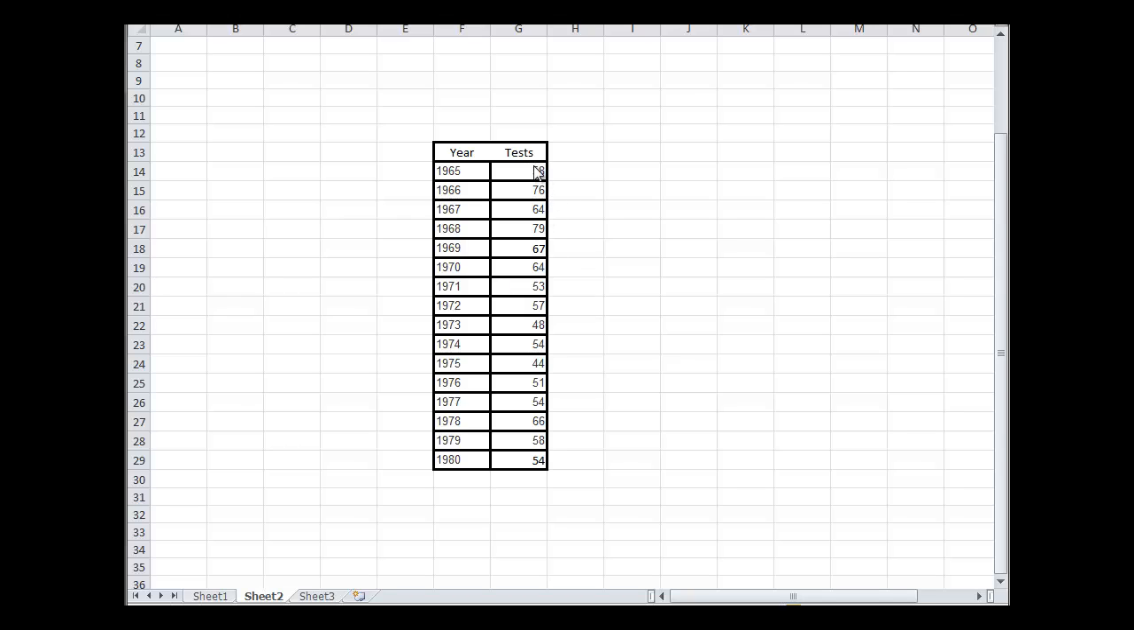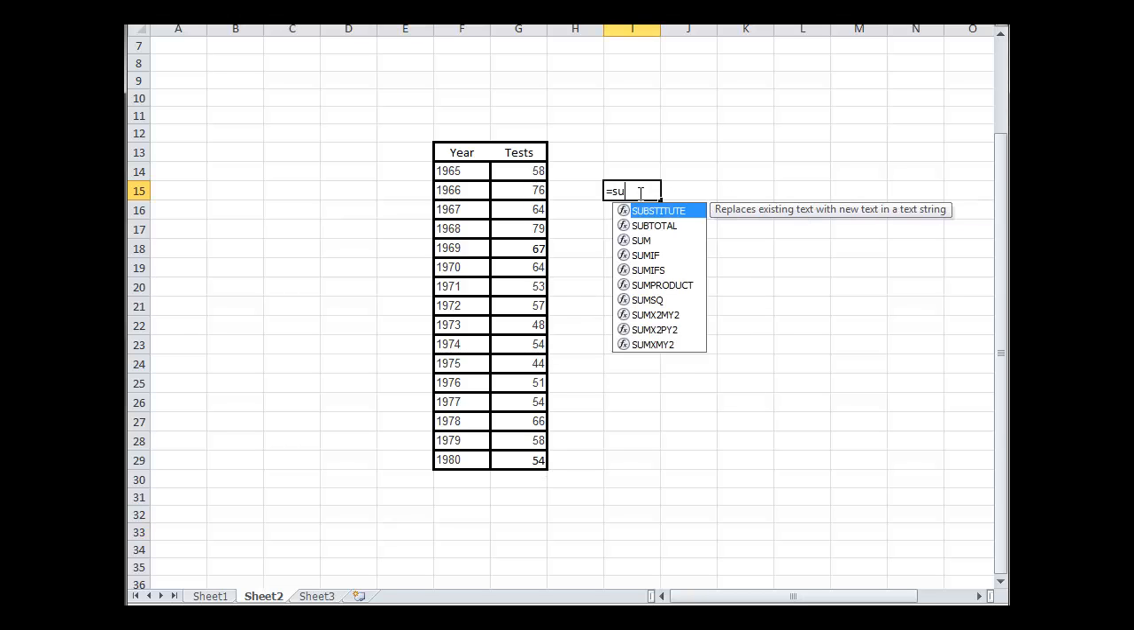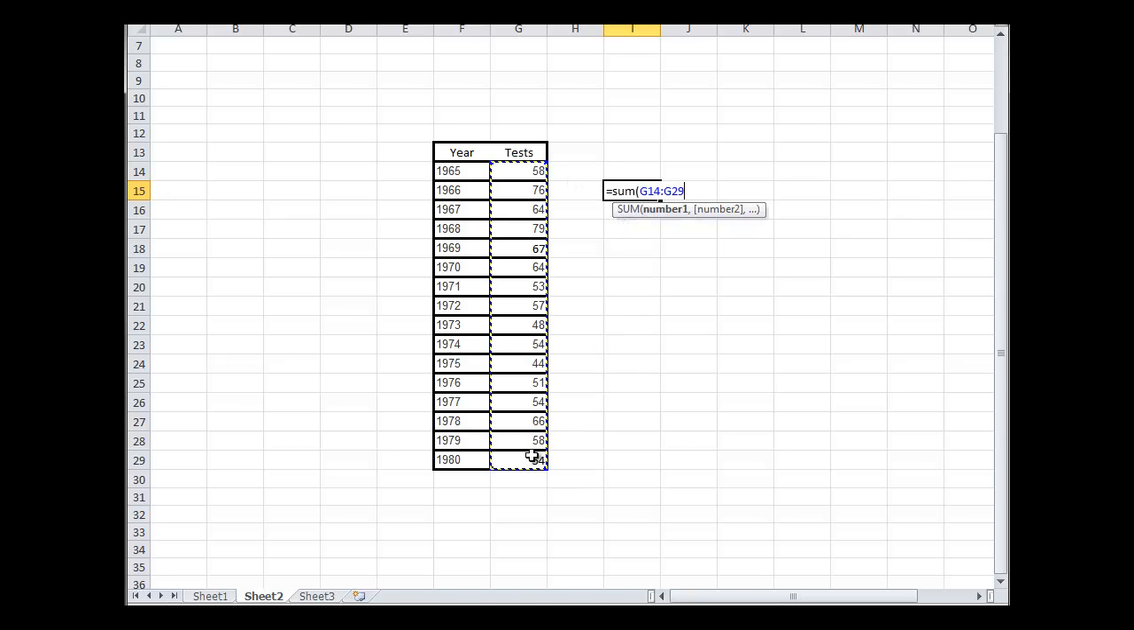To find an average of the rate per year for all these years, we just need to add up all the tests. So I'm going to compute the sum of all these rows, and that says there were 947 tests from 1965 to 1980. How many years is that? Well, you might think it's 15, but it's not. It's actually 16. Let's count the rows. So we have 947 tests, 16 years, and we divide, put a line there to get the rate.